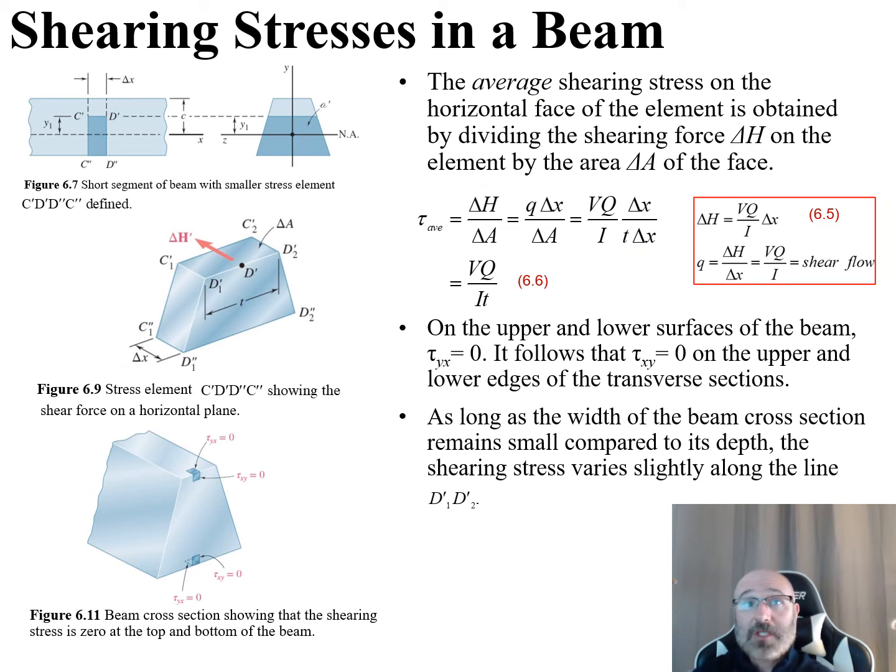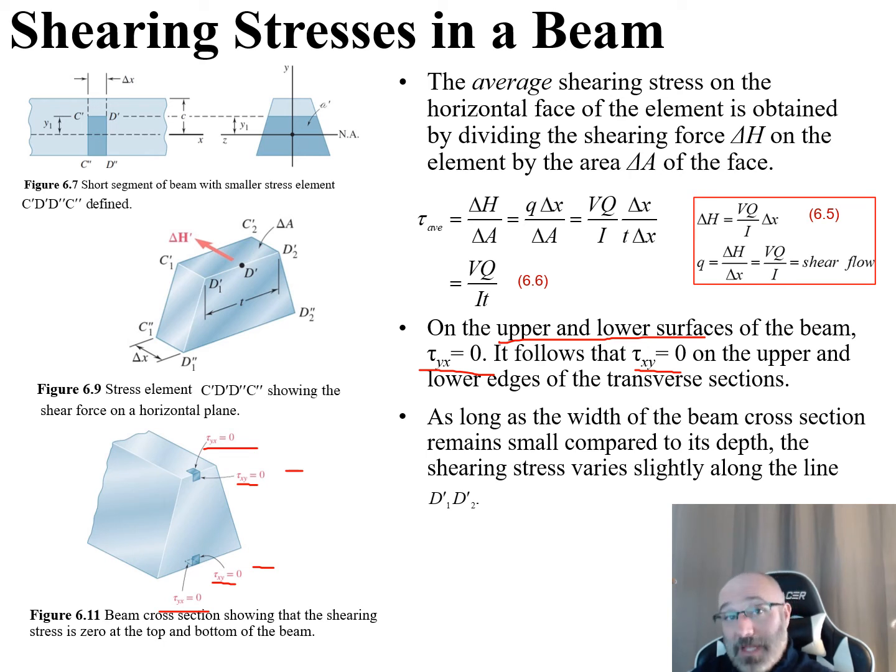In particular, let's take a look at our upper and lower surfaces of the beam. So we have our tau yx is equal to 0. So there's our tau yx on the upper surface, and there's our tau yx on the lower surface of the beam. And it also follows that our tau xy on the upper and the lower edges are also going to be 0 as well.